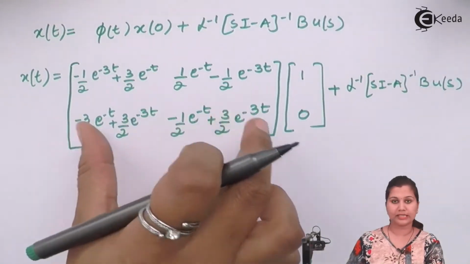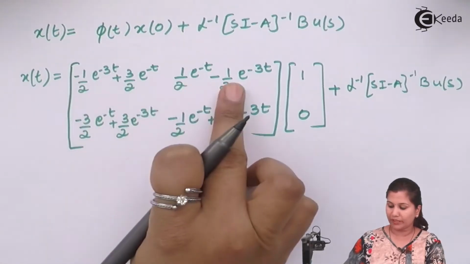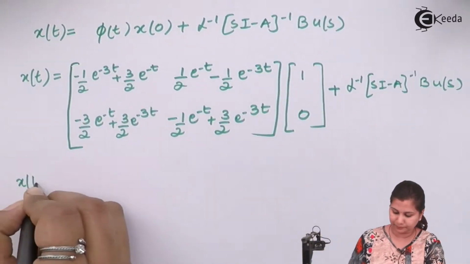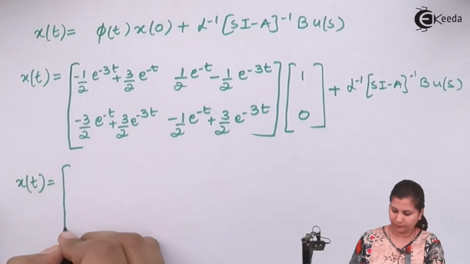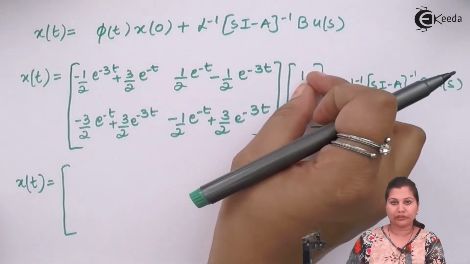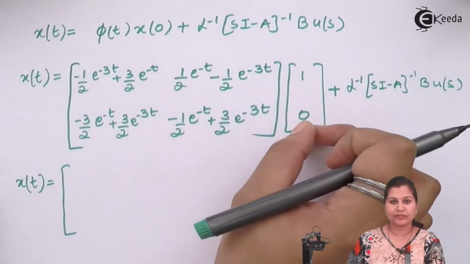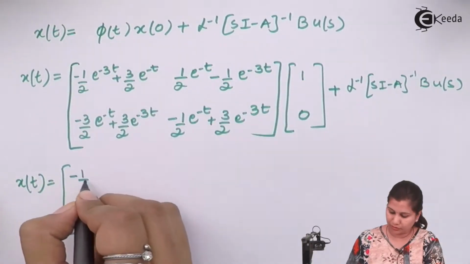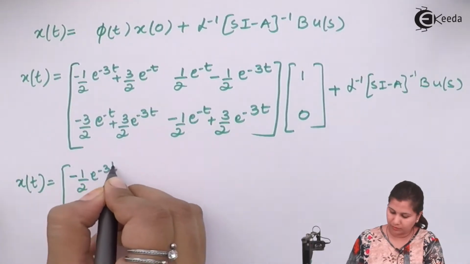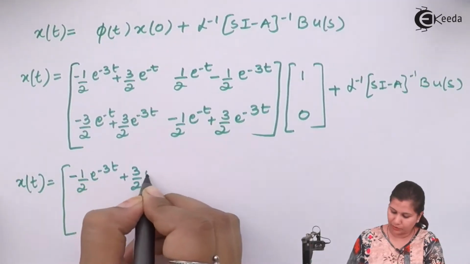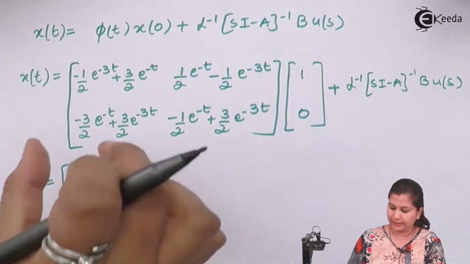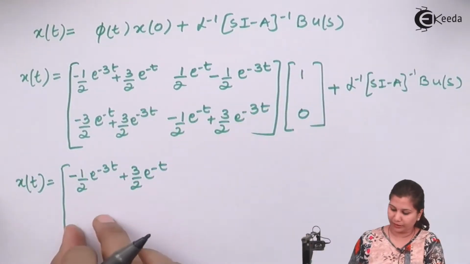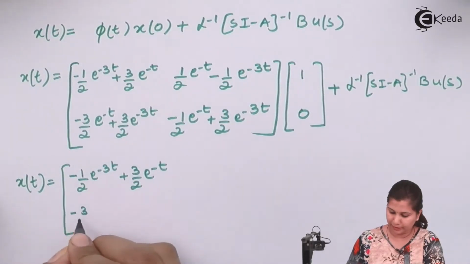First we will solve this part. So these two matrices are going to multiply. This multiplied with 1 plus this multiplied with 0. Okay, so this is our solution. Plus 3 by 2 e raised to the power minus t. Then this multiplied with 1 and this multiplied with 0. So we are going to get minus 3 by 2.